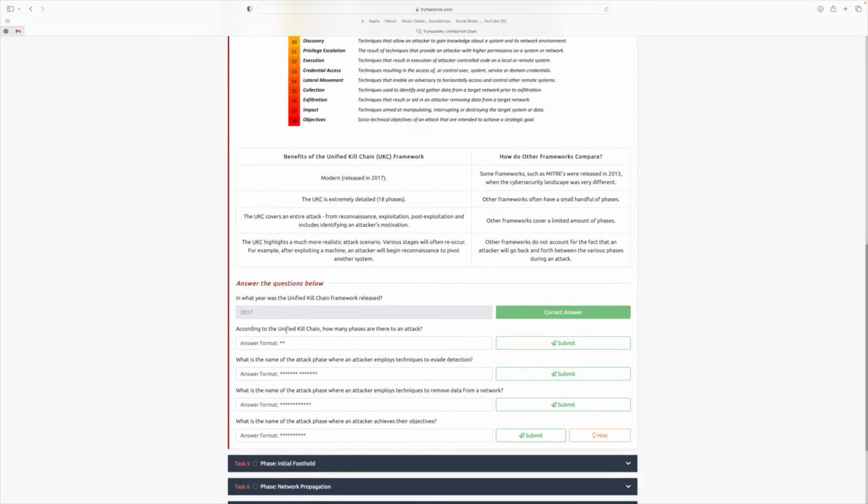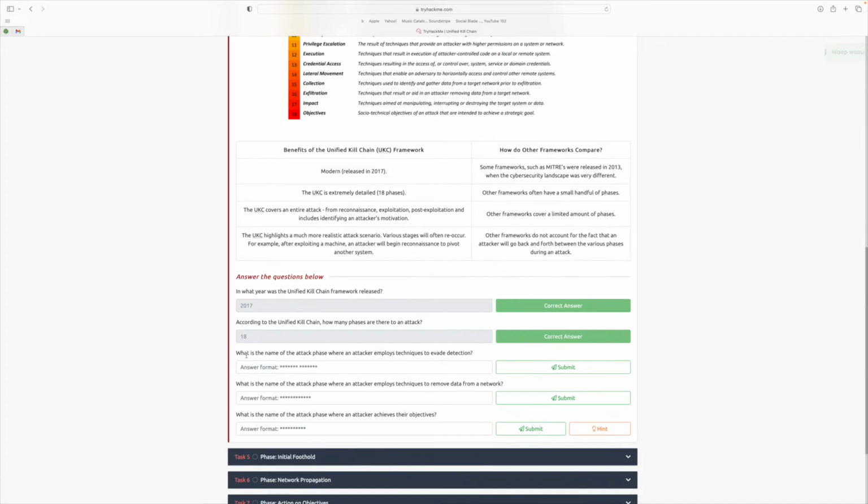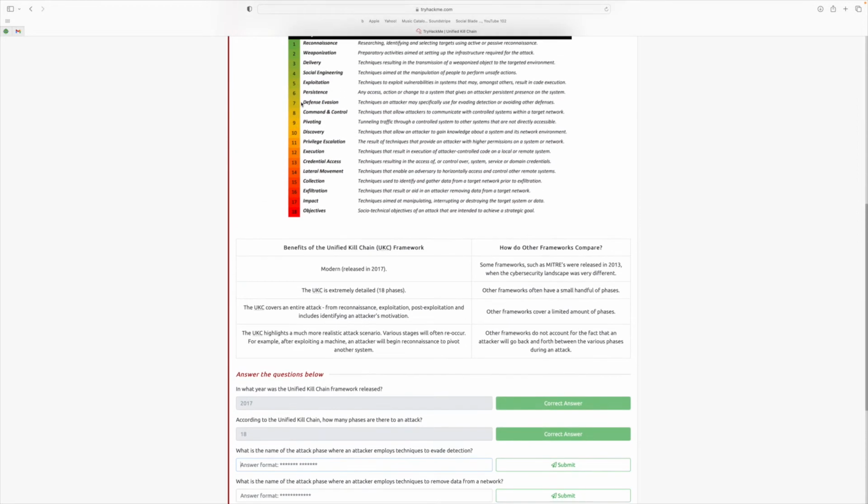According to the Unified Kill Chain, how many phases are there to an attack? 18. What is the name of the attack phase where an attacker employs techniques to evade detection? That's going to be defense evasion.